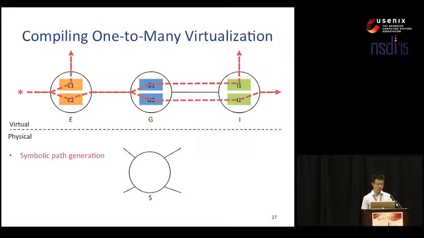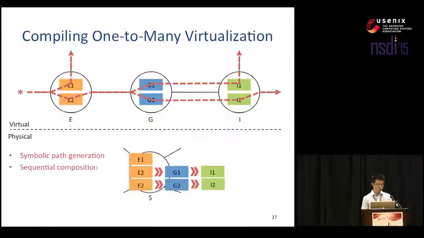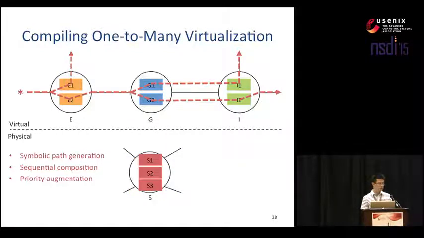For example, the first branch has only 1 row, E1, and the second branch has 3 rows, E2, G1, and I1. We sequentially compose the rows on each branch. This gives us 3 rows, S1, S2, and S3.